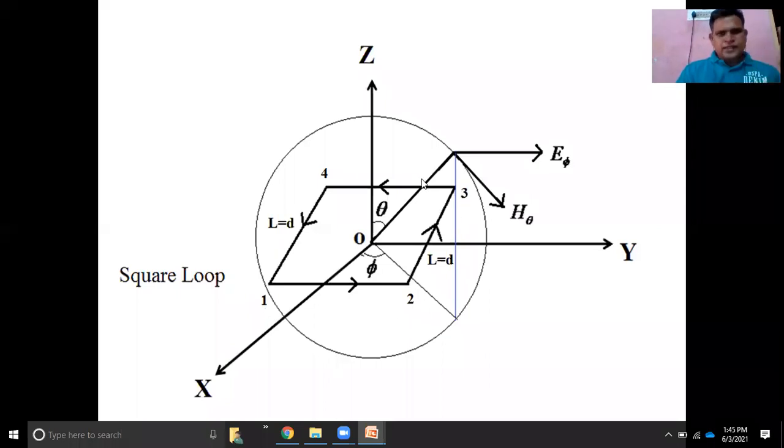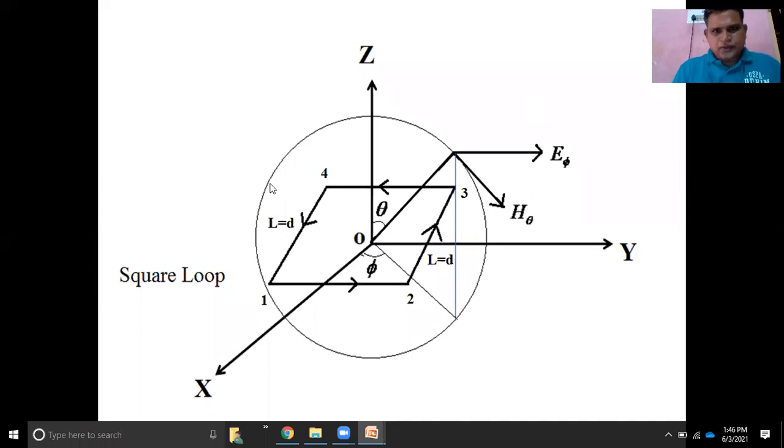We already saw that it is a small circular loop, meaning the circumference is very much less than lambda by 10. We are considering these sides of the square loop, 1, 4 and 2, 3, as two short dipoles, and we'll try to find out the vector potential or the fields, magnetic field and electric field intensity, at an observation point located at distance r from the reference point.